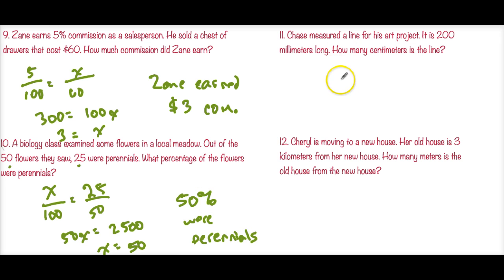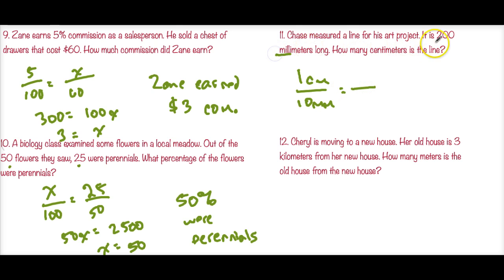Number 11, Chase measured a line for his art project. It is 200 millimeters long. How many centimeters is the line? So this is where you have to know that there are 10 millimeters in a centimeter. Either you know that or you remember the chart. So 1 centimeter is equal to 10 millimeters. It's on the ruler, those little lines in between the centimeter marks. That's the millimeter lines. So 1 centimeter over 10 millimeters.